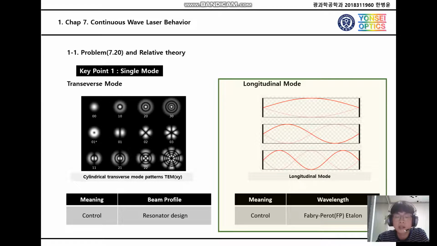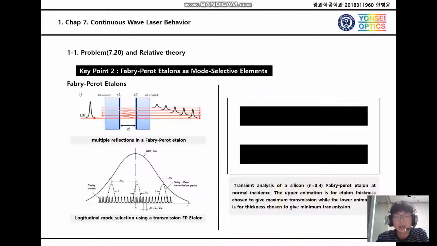For some laser types with a narrow gain bandwidth, single mode output is achieved with a very short resonant cavity. Generally, a filtering element that preferentially passes only one mode is inserted into the cavity. The most common type of filter is called an etalon. The second key point is the etalon as a mode selective element.